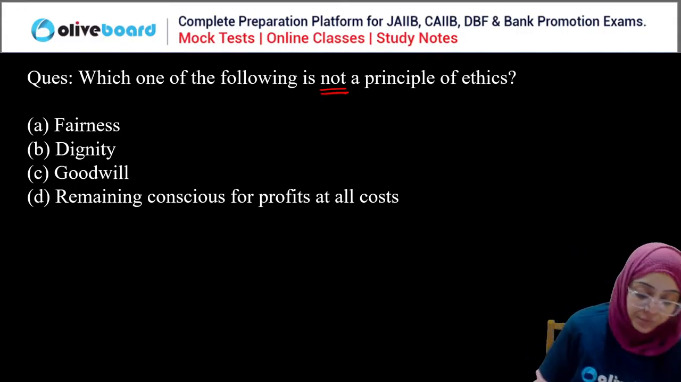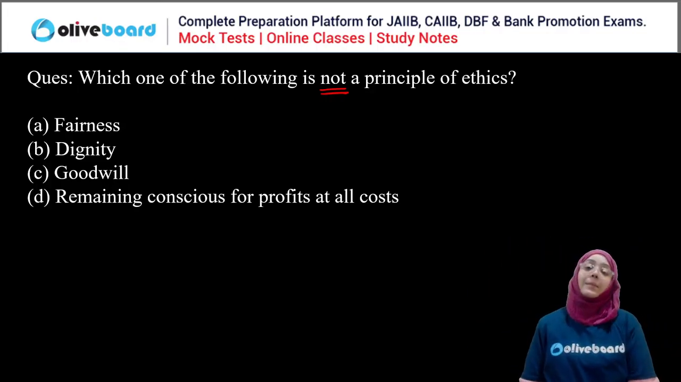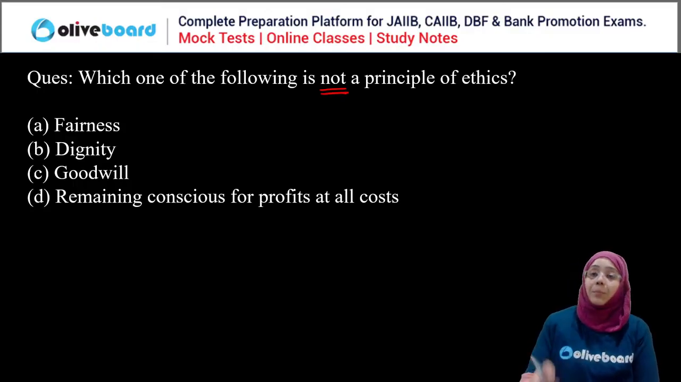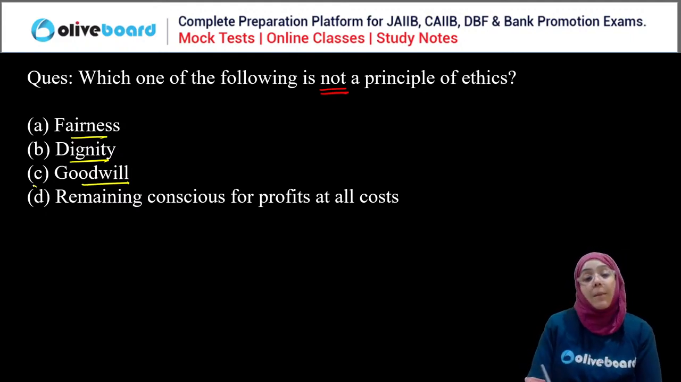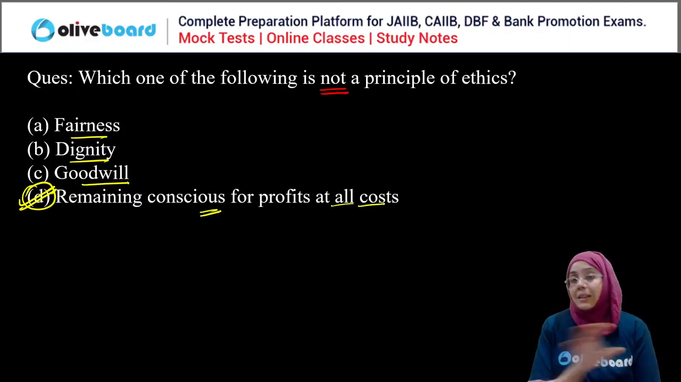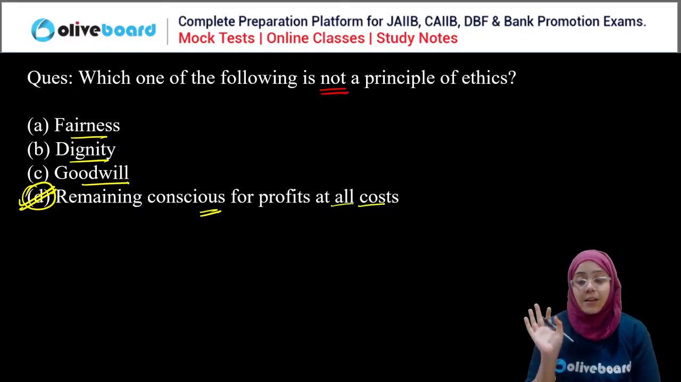Hi Sunil, good evening. Hello Rigved, good evening. So, which of the following is not a principle of ethics? Everyone, please answer this question. So, the correct answer is what? Obviously, fairness, dignity, and goodwill are considered principles of ethics. But remaining conscious of the profit at all costs is not considered a principle of ethics. So obviously D is the correct answer here.